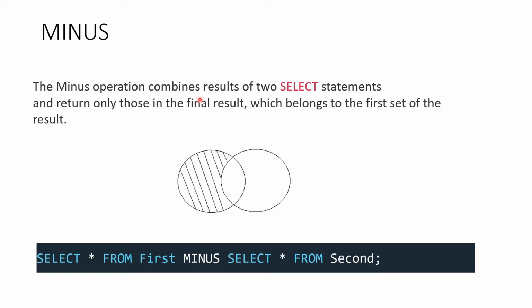The minus operation combines the results of two select statements and returns only those rows in the final result which belong to the first set of the result. So: select asterisk from first minus select asterisk from second. What happens here is, first we do select asterisk from first, meaning the complete first table, and then the complete second table, and this minus sign represents first minus second.